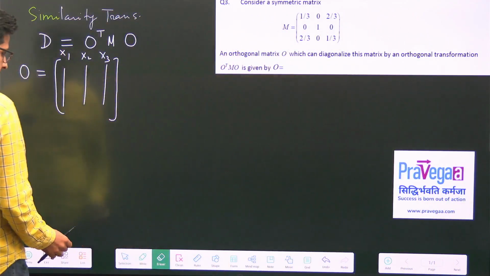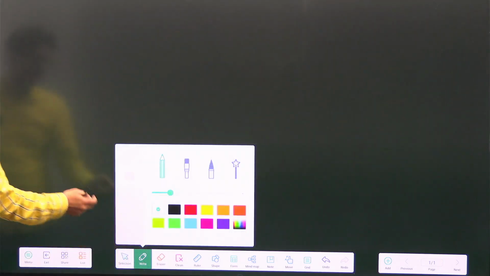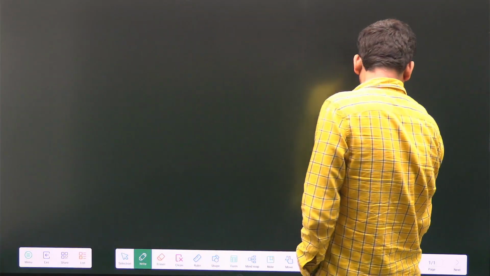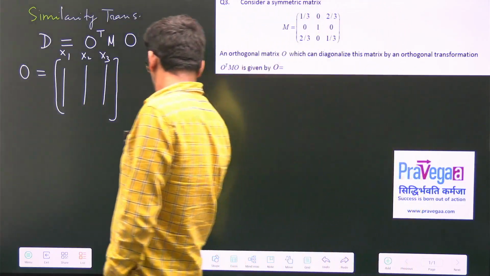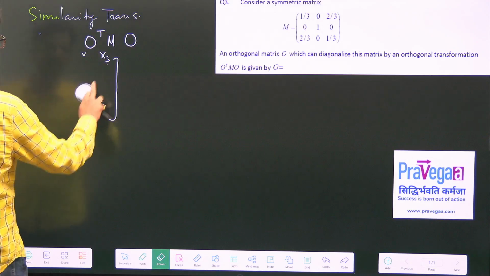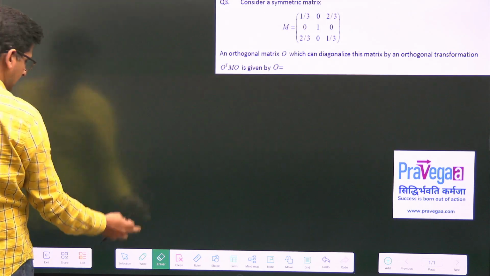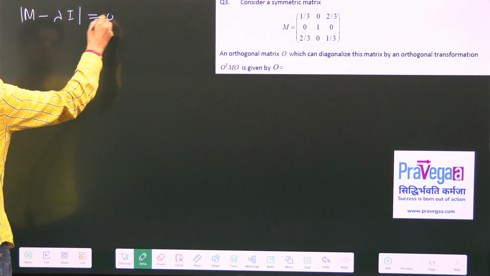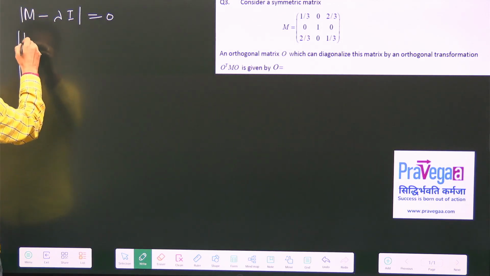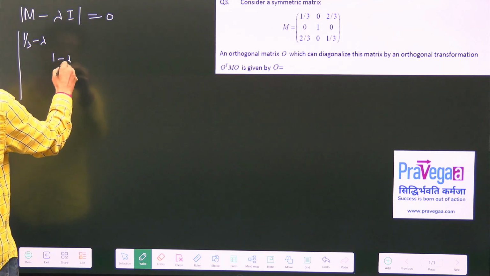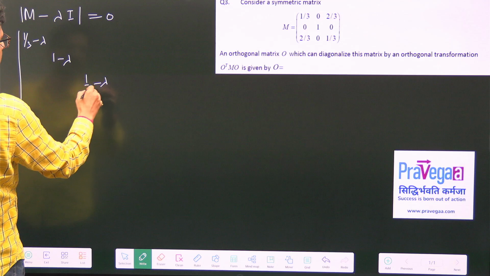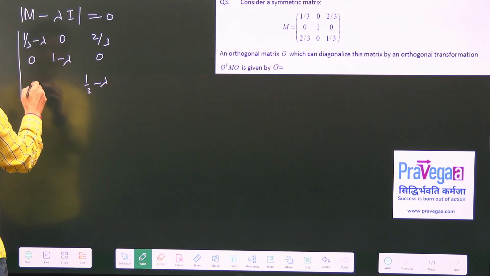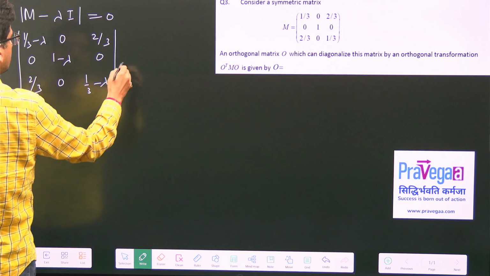The first step is that we will calculate the eigenvalues, okay? So let us calculate the eigenvalues. That will be given by the determinant of M minus lambda I equal to 0. So it will be 1/3 minus lambda, 1 minus lambda, and 1/3 minus lambda, 0, 2/3, 0, 0, and 2/3, and 0. This is equal to 0.